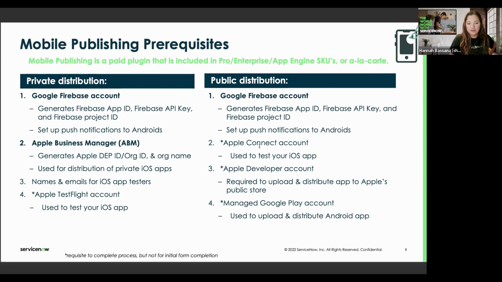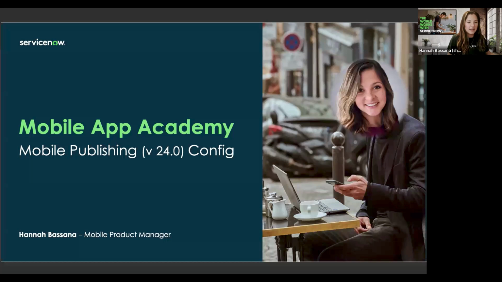And then in public distribution, as mentioned, the Firebase account is the only prerequisite, but the other requisites are also an App Store Connect account to test your iOS app. You'll need a developer account to distribute the app to the public stores, as well as a managed Google Play account to do the same, upload and distribute your Android app. So these are all the pieces of information that you need to gather in order to submit a branded app request. And I'll go ahead and show you how to find those pieces of information for each of the distribution methods. So that brings us into the exercise.